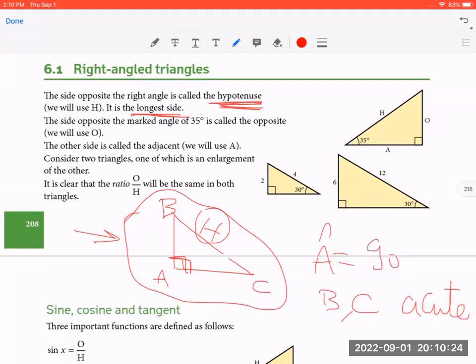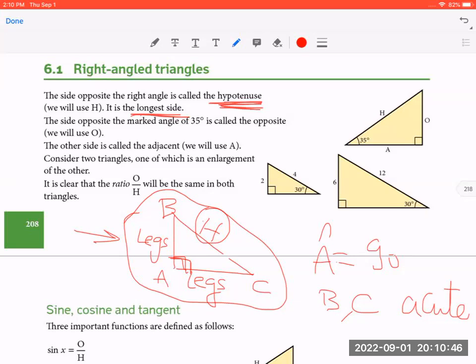What is the name of AB and AC? They are called the legs of the triangle. So this is a leg and this is a leg. In the right angle triangle, we have two legs and one hypotenuse. The longest side is the hypotenuse, and it is opposite to the 90.